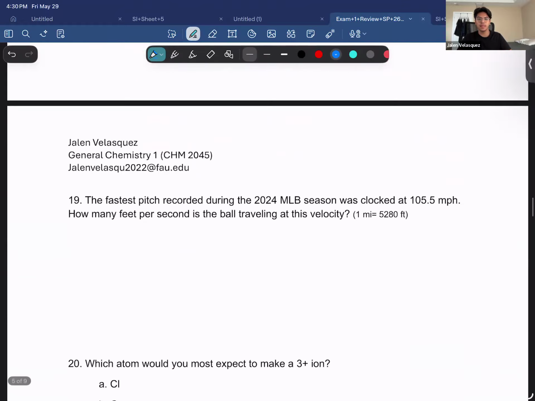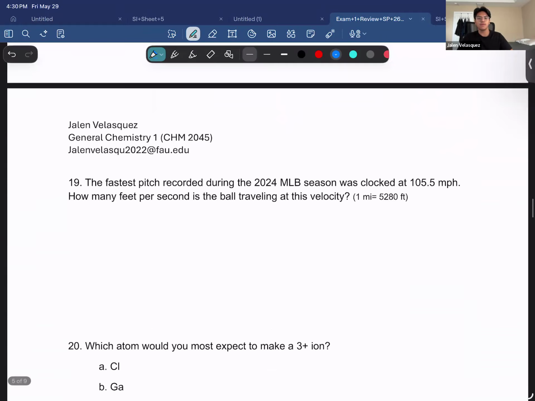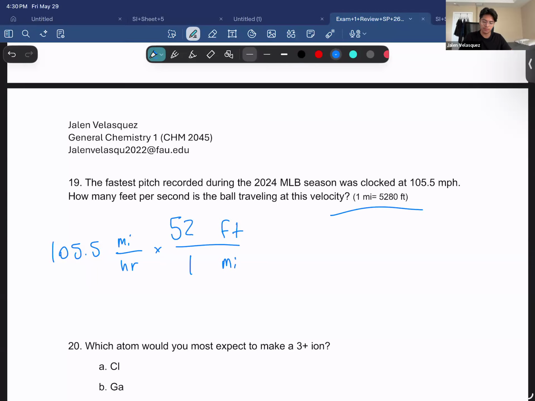Okay. The next one here, this is the last dimensional analysis. So the fastest pitch recorded during the 2024 MLB season was at 105.5 miles an hour. And I want to know how many feet per second the ball is traveling at this velocity. So you're always going to start with what you're given. We have 105.5 miles per hour. I want to convert that into feet per second. So I want the miles to cancel and I want to solve for feet. Here we know that 1 mile has 5,280 feet. So your miles cancel off. Now you have feet per hour.